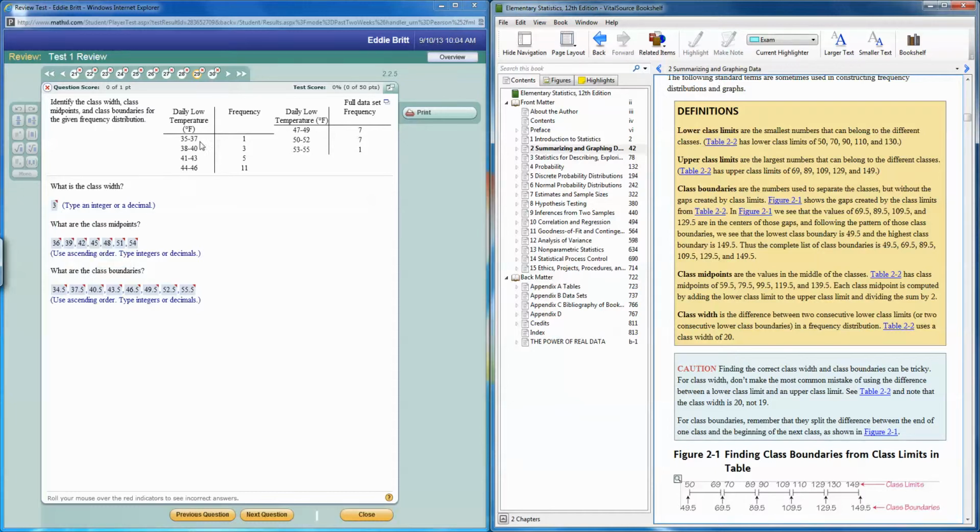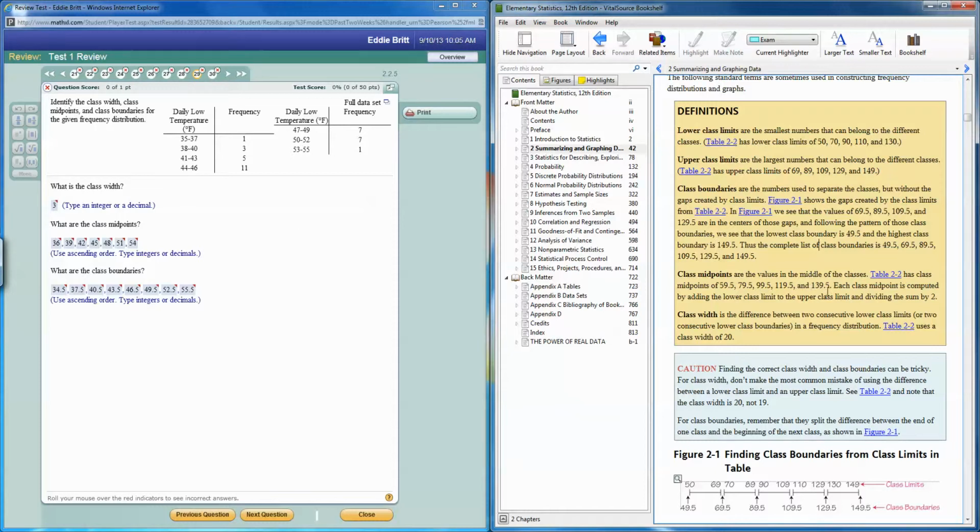What are the class midpoints? You take the difference between an upper class limit and the next lower class limit, so 38 minus 37 is 1 unit, divided by 2, that's 1 half, or 0.5. So what we'd want to do to get the class boundaries is add 0.5. Not class midpoints, I'm sorry. We're doing class midpoints, and I was talking about class boundaries. I apologize. Let's go back to class midpoints.